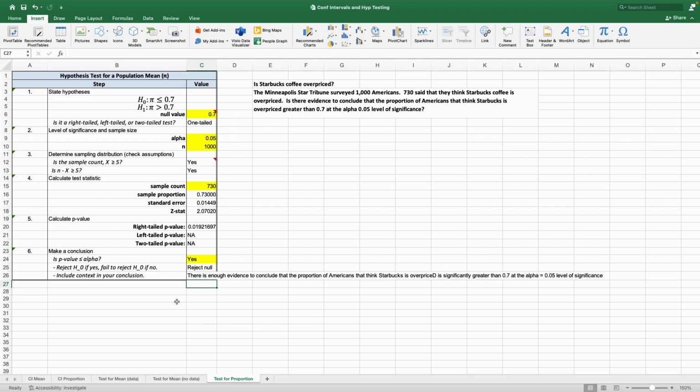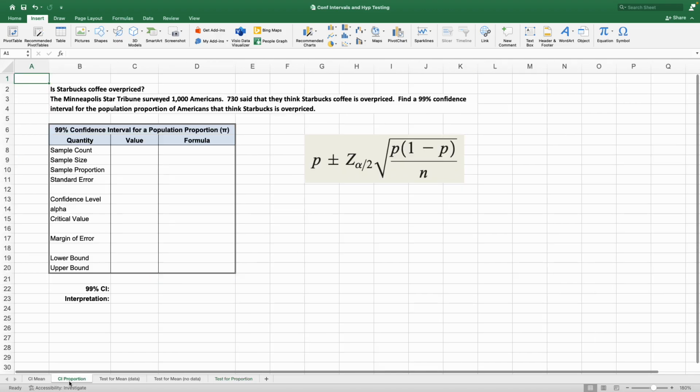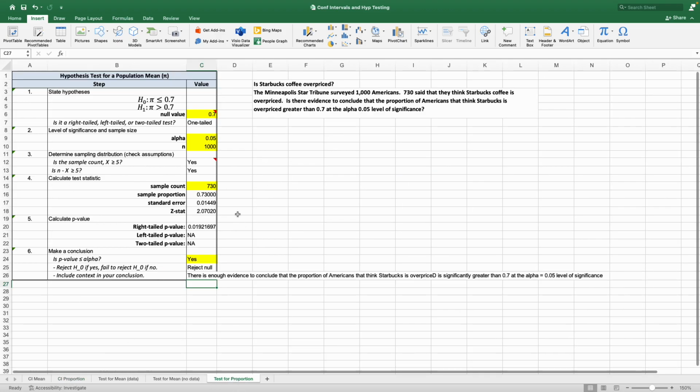So I think your homework has you doing one of these, so you'll need both the confidence interval proportion, which we've done in a prior video, and now the test for proportion.